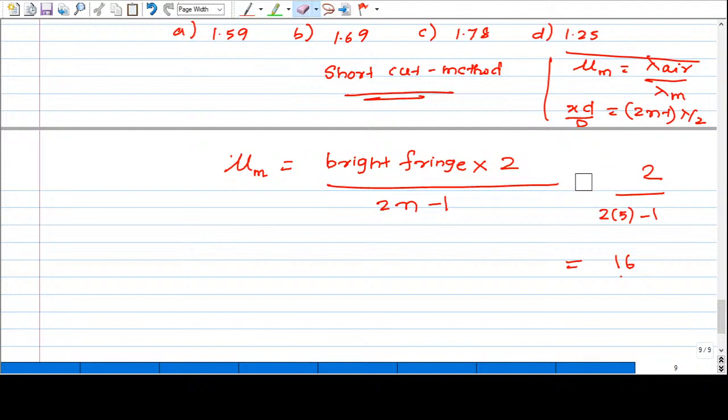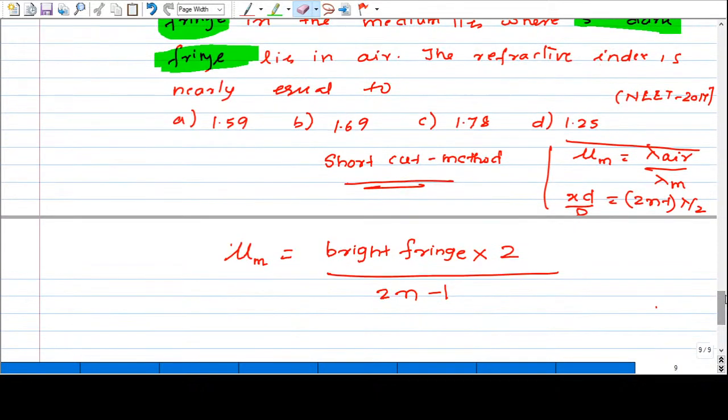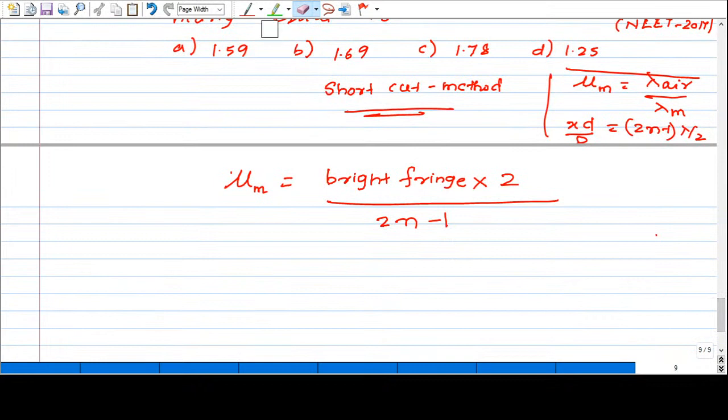Let me rub out this and keep this one. I'll just write down the given values. Even though we are going for a shortcut method, it is always better to use the values. So I'll write down the values here. Bright fringe is how much? So bright fringe is given as 8. Then what is the dark fringe value? So dark fringe value is 10. Remember this.